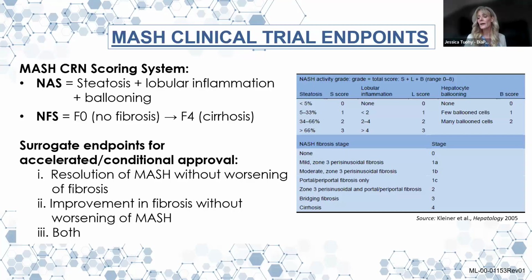Treatment responses are determined by the evaluation of liver biopsy samples by a pathologist, and changes are measured by the NAFLD activity score, or the NAS, which is a composite score made up of the extent of steatosis, lobular inflammation and ballooning, and the NAFLD fibrosis score.